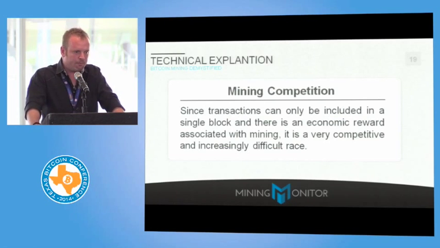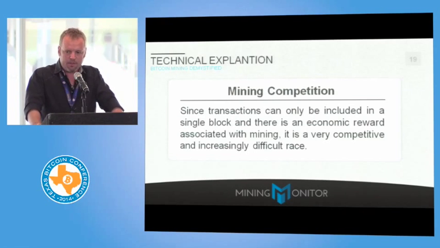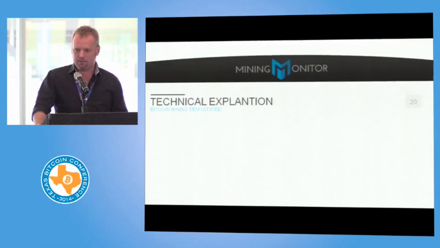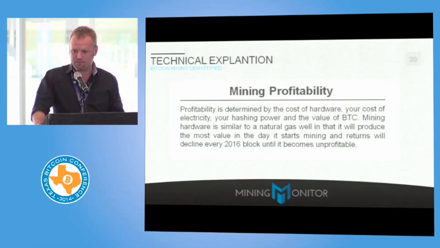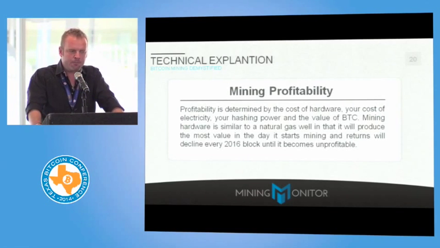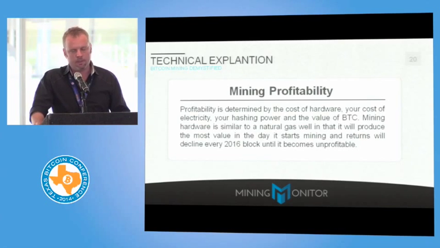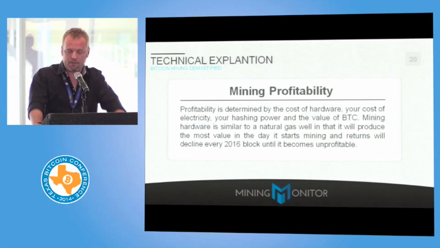As new hardware hits the market, it becomes increasingly difficult, and your return essentially goes down with every difficulty adjustment, which happens every 2016 blocks. So the profitability is determined by the cost of the hardware, your cost of electricity, your hashing power, and the value of Bitcoin. It was interesting because we had a bunch of hardware that we received when Bitcoin was a lot lower dollar value and thought, well, this is not going to make any money, and then it spiked to hit 1,200 and things looked a lot better.